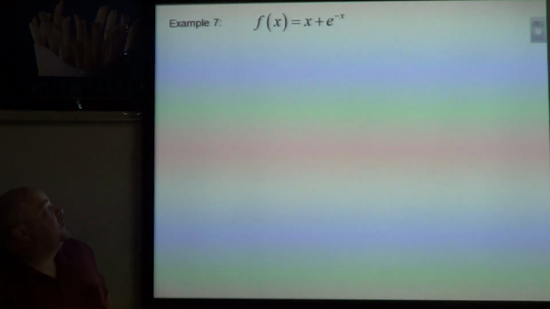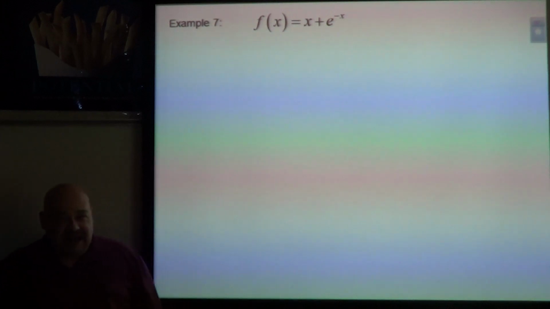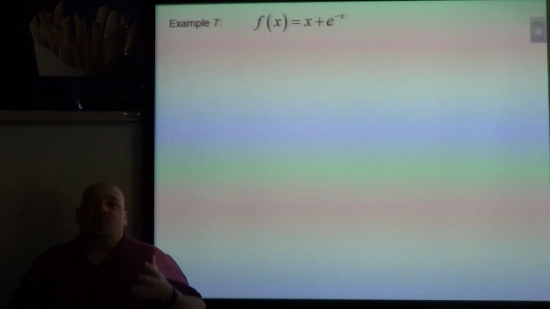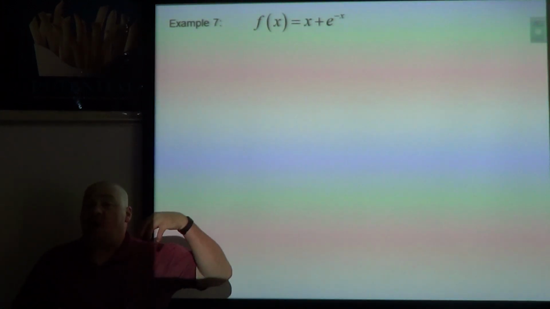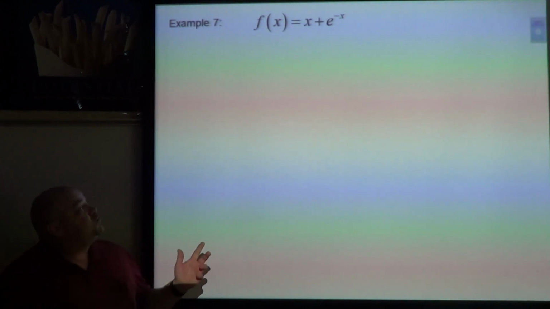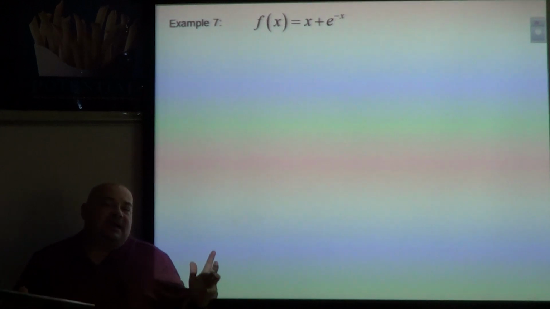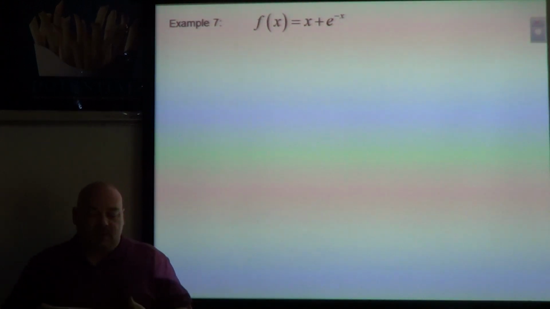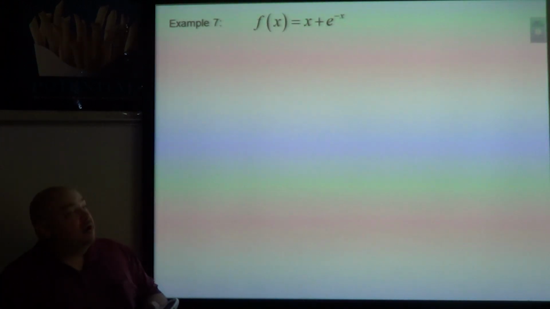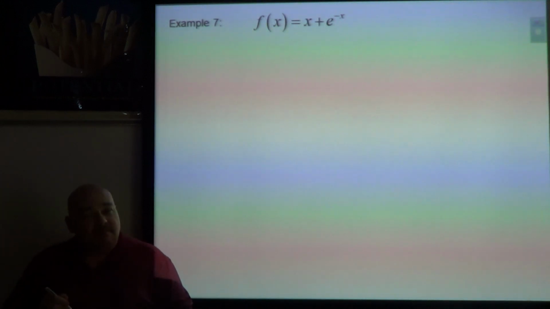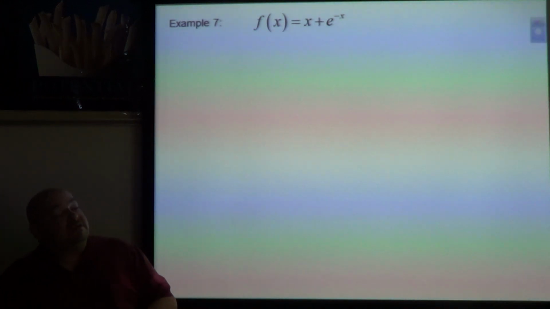We're going to look at the function x plus e to the negative x, and we're going to come up with two end behavior models. We're not always going to have to come up with two, but this one has very different behaviors on either end, so there's not a single end behavior model that's going to work for both ends. So we're going to come up with one for the right, and one for the left.